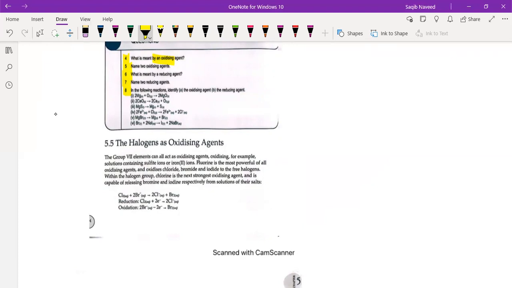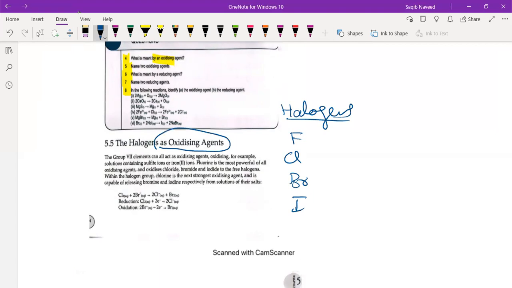So halogens. Halogens are on the right side of the periodic table. Halogens include which elements? Fluorine, chlorine, bromine, and iodine. The famous ones. So how do they behave? They behave as oxidizing agents. If I ask you, among the halogens, who is the strongest oxidizing agent? No doubt, all the halogens are oxidizing agents, but one would be the stronger oxidizing agent, and one of them would be the poor oxidizing agent. So how are you going to rate it?